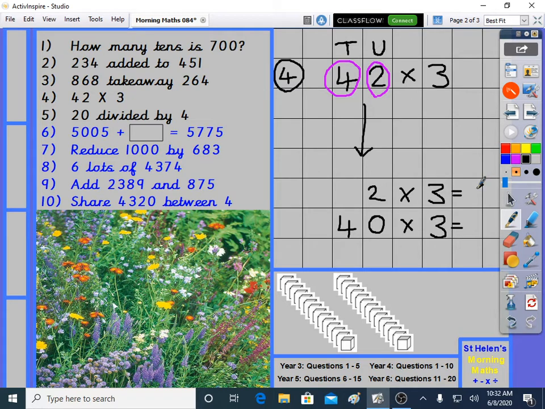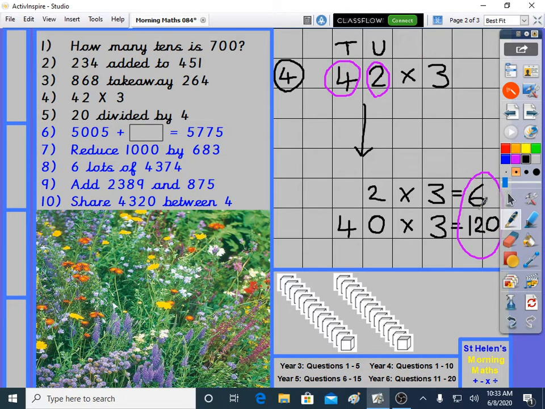So 2 times 3 is 6. 40 times 3, I'm going to do this like I did yesterday. 40 times 3 is very much like 4 times 3. 4, 8, 12. 4 times 3 is 12. But it's not 4 times 3, it's 4t times 3. It had a 0 in the question, which I then place in the answer. Okay? So I did 2 times 3, which is 6, and I did 40 times 3, which was 120. So I have these 2 answers. 6 was the answer to 2 times 3, and 120 was the answer to 40 times 3.